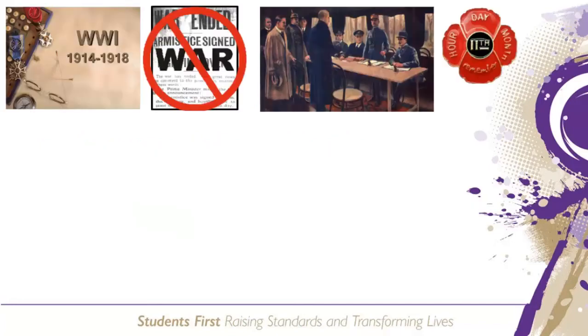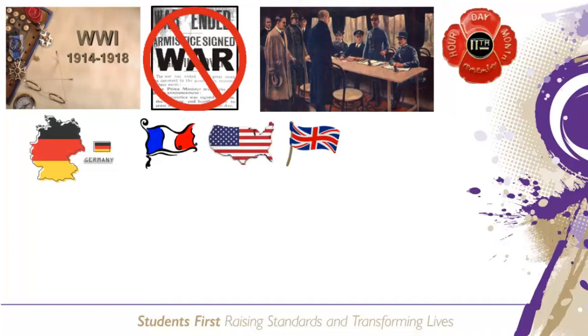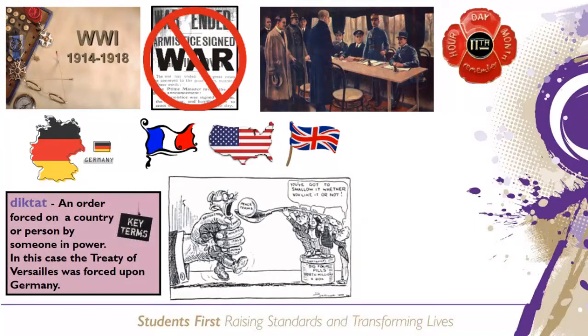The First World War ended with the signing of the armistice in November 1918. However, it took until June 1919 for the Allies to agree on a peace treaty. The German government were not invited to discussions, which took place at Versailles in France, so the treaty became known as the Treaty of Versailles, or Diktat, an order forced on a country or person by someone in power, as it became known in Germany.